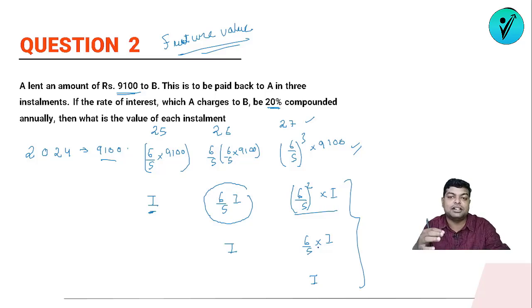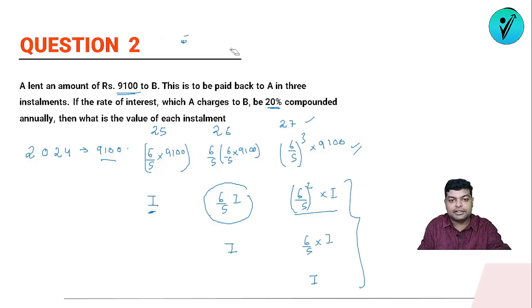There will be either deficient of money or there will be either excess of money. Both we don't want. बैंक भी आपका पैसा नहीं लेना चाहता और बैंक अपना पैसा छोड़ना भी नहीं चाहता. So if you want to square off the loan, what we have to do, simply equate it. So it will be (6 by 5) cube into 9100. ठीक है, (6 by 5) cube into 9100.